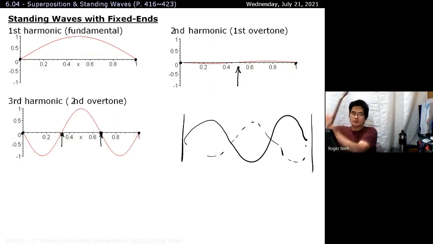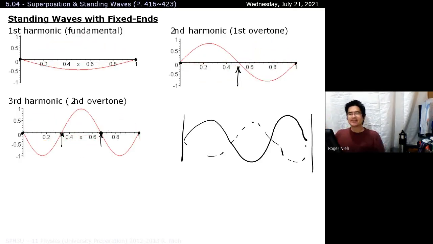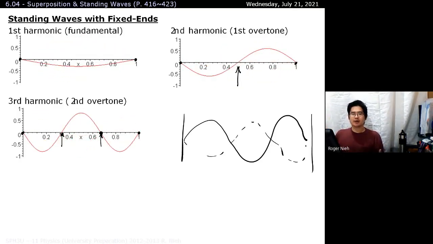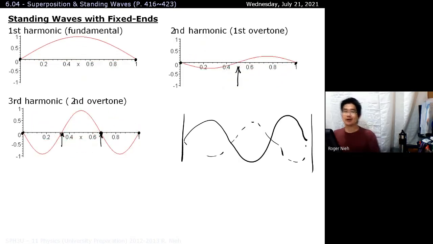Okay, so some guitarists, when you don't have a guitar tuner handy, that's how you tune your guitar using harmonics. That's at least one technique. Now you know.